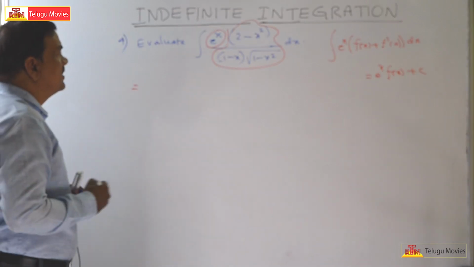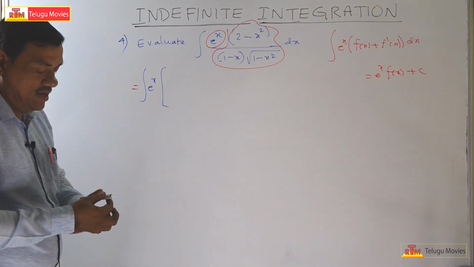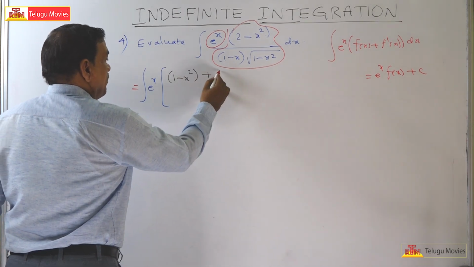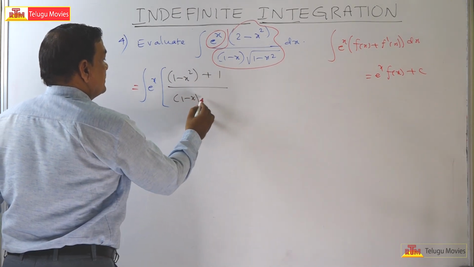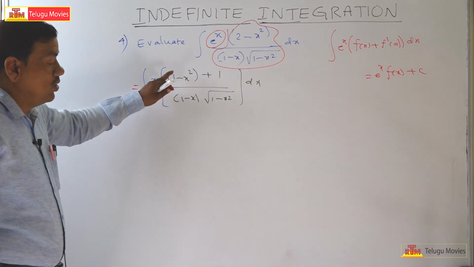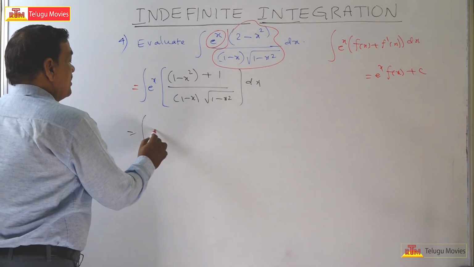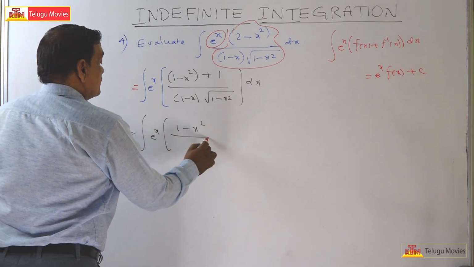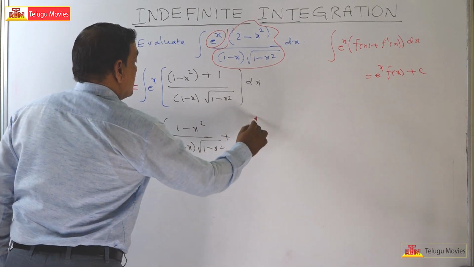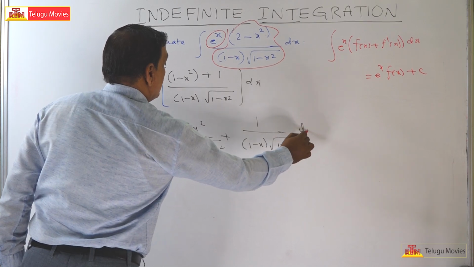In the numerator, can I write it as integral e power x into numerator? Can I write it as 2 minus x square? So, this is 1 minus x square plus 1. So, this is 1 minus x root of 1 minus x square. Why? Because 1 plus 1 is 2. Now, you separate. Integral of e power x is equal to (1 minus x square) by (1 minus x) into root of (1 minus x square) plus 1 by (1 minus x) into root of (1 minus x square) dx.